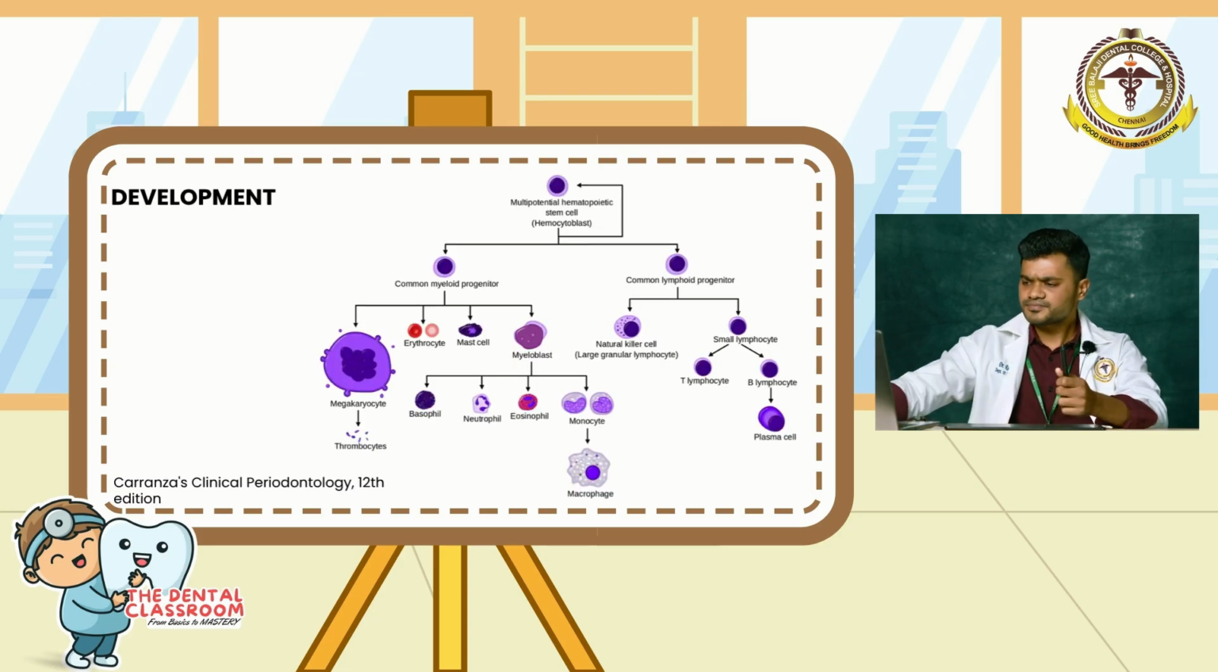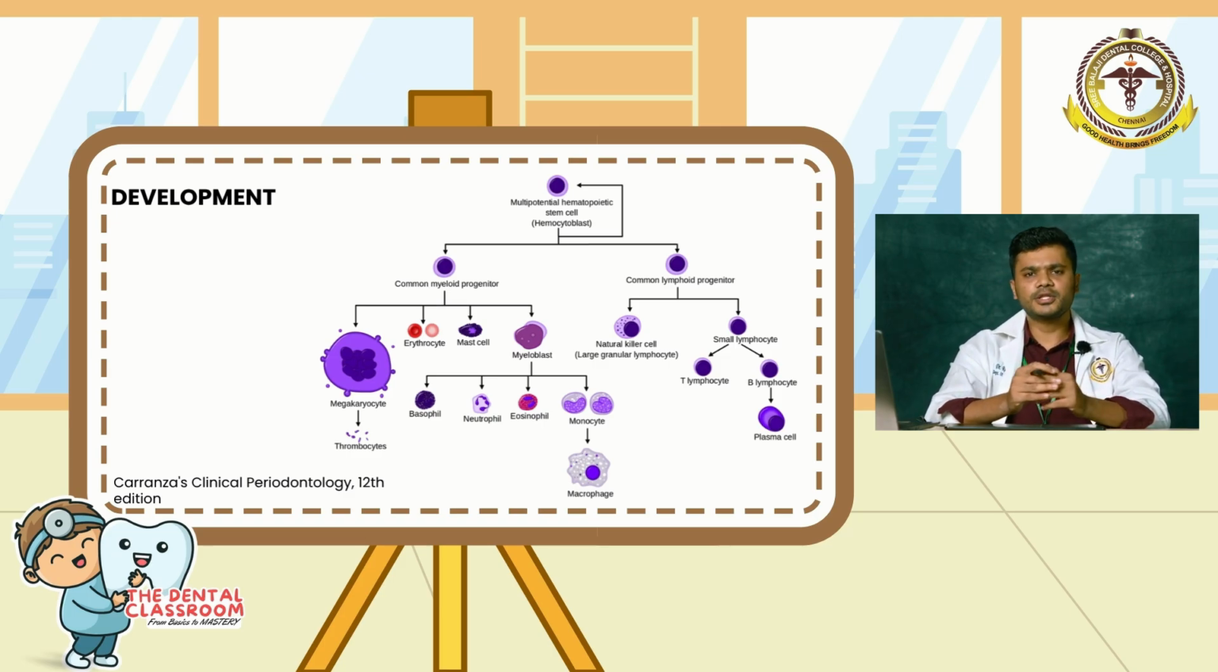So next we will move into development of neutrophils. So how do neutrophils develop? Mainly the neutrophils develop from the bone marrow. The bone marrow has stem cells which are called hematopoietic stem cells. What is this hematopoietic stem cell? From the name itself, hematopoietic.